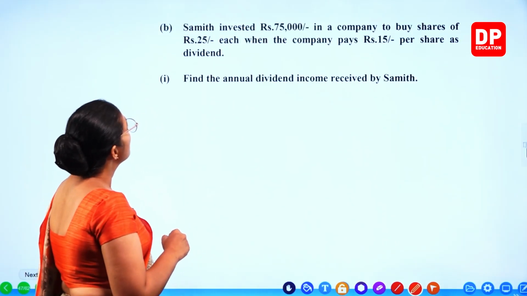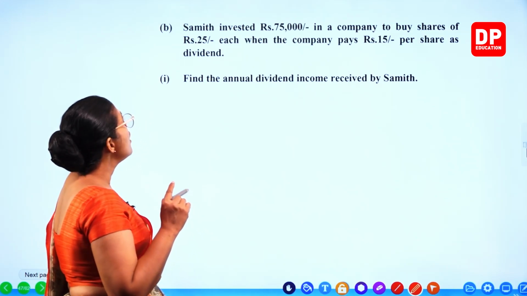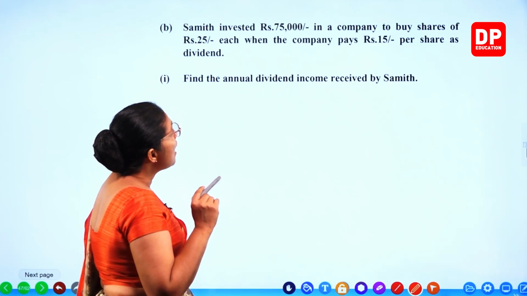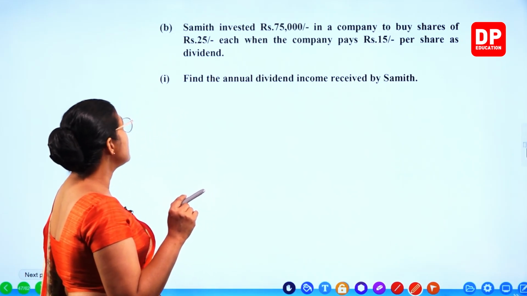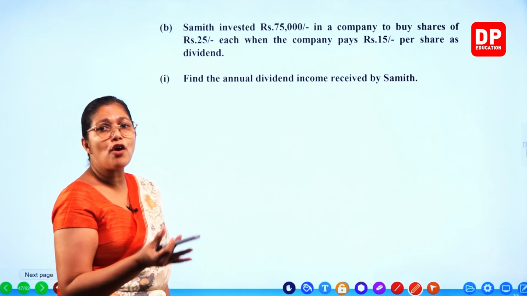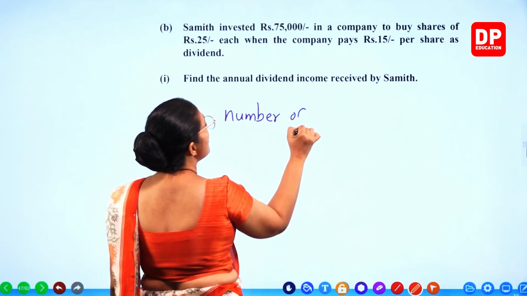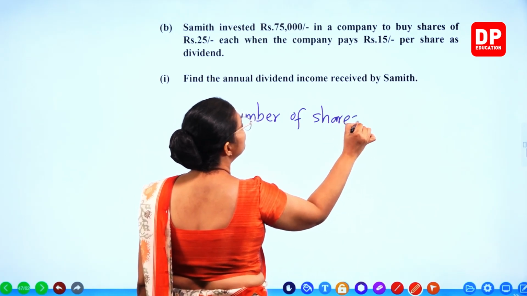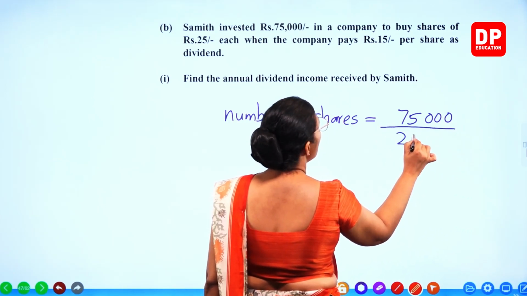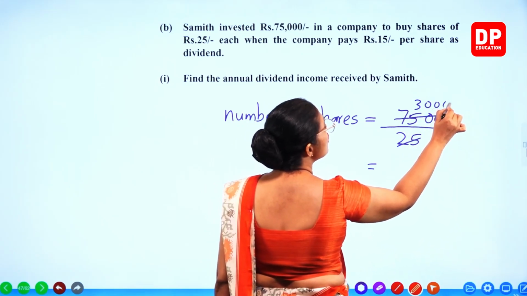Part B, Samit invested 75,000 rupees in a company to buy shares of 25 rupees each. That's the buying price. When the company pays 15 rupees per share as dividend, find the annual dividend income received by Samit. So first you have to find out the number of shares he bought. Number of shares is equal to the invested amount, 75,000, divided by 25 rupees each. So when you divide, you get 3,000 shares he bought.